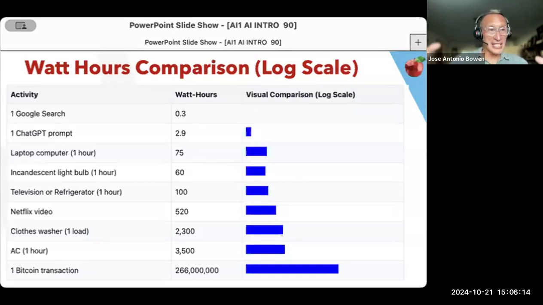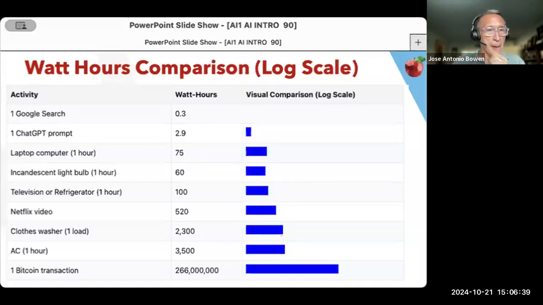And the truth is, you are using a ton of energy every time you use Microsoft Word, especially if you use cloud or if you store pictures in the clouds. So you can see here, there's actually a comparison of the watt hours. Watching streaming video is much more energy intensive than doing AI prompts. And of course, Bitcoin, this is a logarithmic scale.